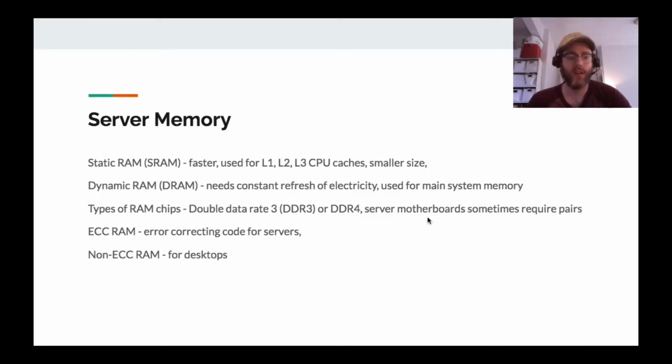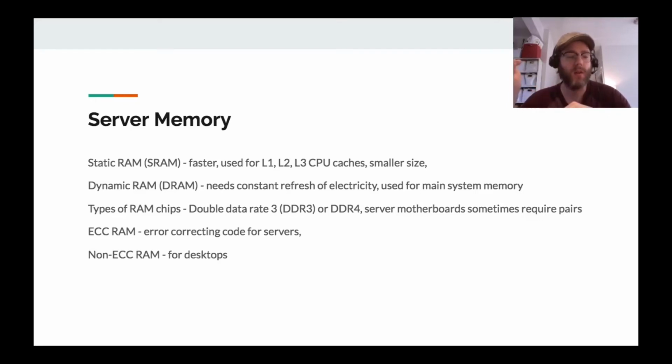Server memory, you're going to have the static RAM, which is faster, but it's also more expensive. That's what the CPUs are going to use in their cache. The dynamic RAM is what you think of when you think of RAM, basically RAM chips. That's going to be the main bulk of your memory, but it's not as fast as the static RAM. There's different types of RAM, so there's the double data rate, DDR3 and 4. Usually when you put RAM in, you're going to have to put it in pairs into the motherboard.